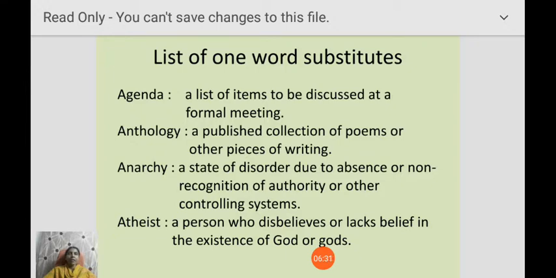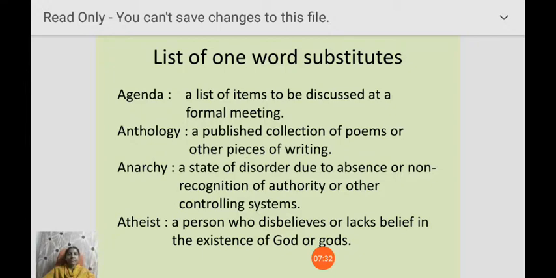Anarchy. A state of disorder due to absence or non-recognition of authority or other controlling systems. So anarchy prevails. Anarchy means disorder due to the absence of authority. If there is no authority at the top, then disorder prevails. So that kind of disorder is called anarchy. Or non-recognition. For example, let's take a king ruling a country, but people revolt and don't recognize the authority of that king. Then we can say anarchy is prevailing in their country.